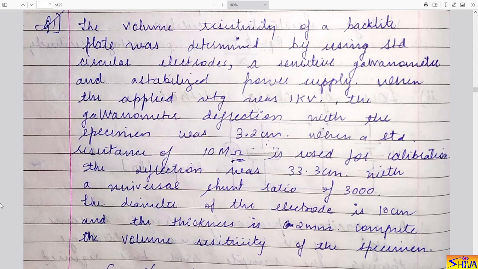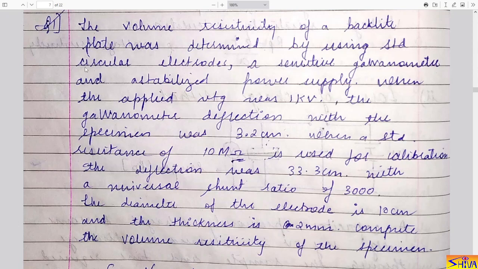Hello friends, good morning. In my previous video lecture, I had explained how to find DC resistivity, that is the insulation resistance of the insulation. I had explained two methods, one by using galvanometer and second by using loss of charge method. Now I will take numerical on both the methods.